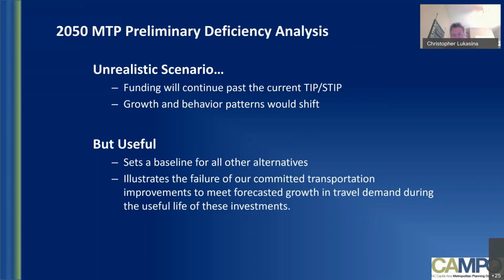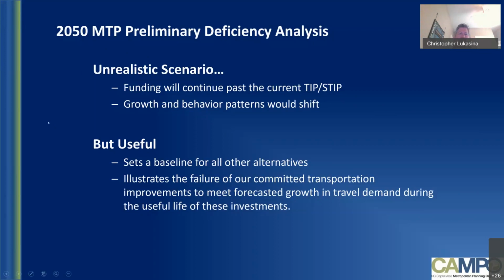Comparing our future alternatives to just today doesn't really tell us much about the differences in the future. So looking at today, or what we typically call the base year, and this deficiency analysis, or sometimes we'll call it the existing plus committed network, out in that future with that future growth, can help us understand where we might be missing some things that we tend to want to include in our alternatives analysis.